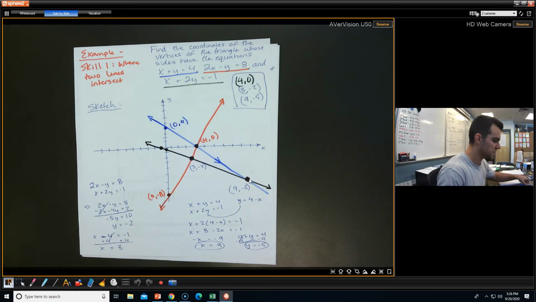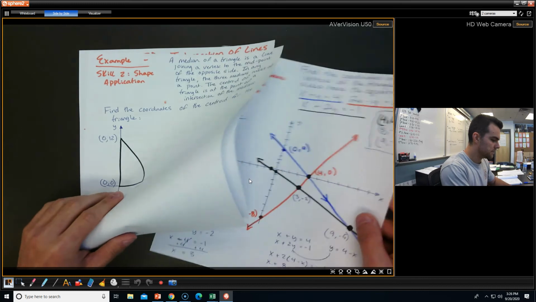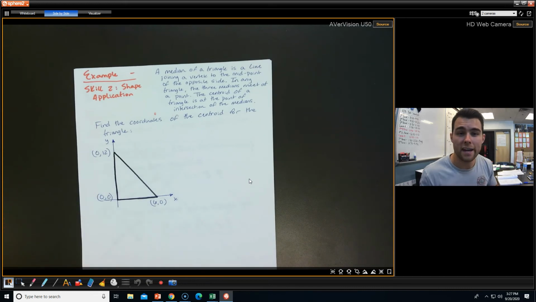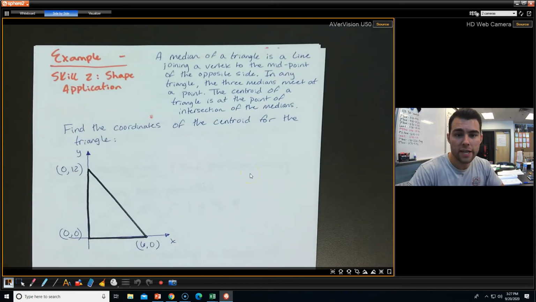So now let's see something that's a little bit trickier, something not as obvious, right? Not to say that that one was obvious, but something that's a little more technical, let's say. Okay, shape application. A median of a triangle is a line joining a vertex to the midpoint of the opposite side. In any triangle, the 3 medians meet at a point. The centroid of a triangle is at the point of intersection of the medians.